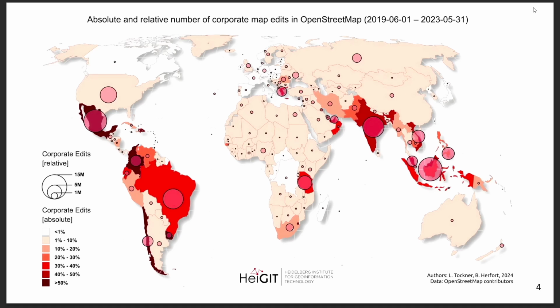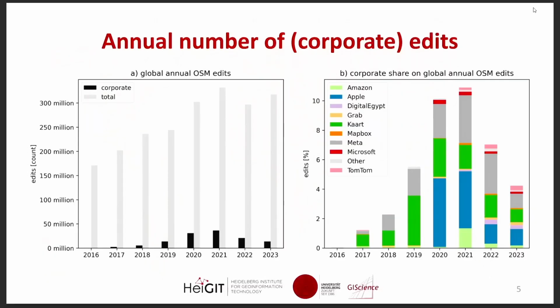You see also in Southeast Asia, like in India or Indonesia, Philippines, there's also quite a big influence of corporate mapping on the global scale. I think that was one contribution of Lily's research. Previously we had only the absolute numbers, so in the other papers you can read, usually you consider how much mapping happened, but here what she did quite nicely is set this into perspective of the overall mapping activity in OSM. So keep that footprint in mind.